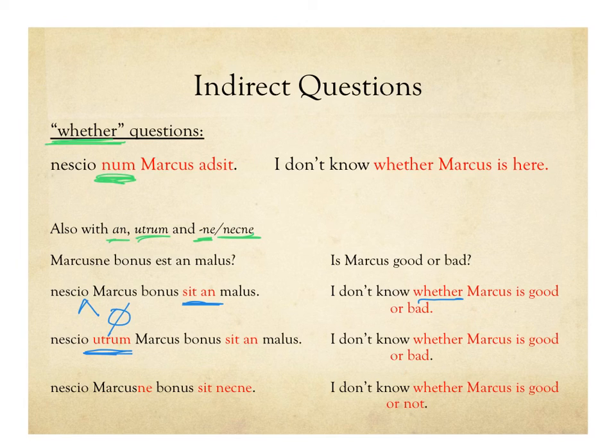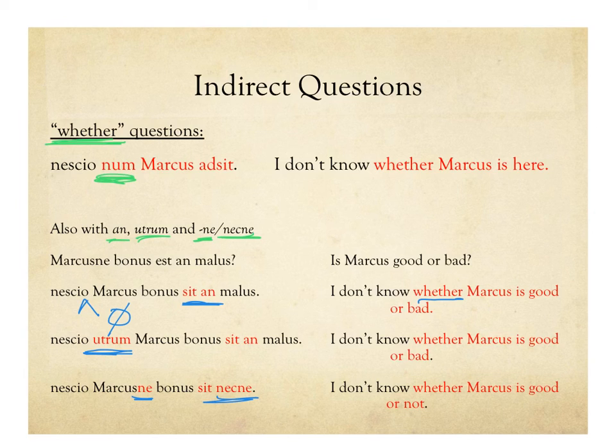And then finally, you can also have this kind where you have the ne, and then maybe you would have nekne here, right? So nescio Marcus ne bonus sit nekne. I don't know whether Marcus is good, nekne, or not. Okay? So these are different options that you have for these kinds of questions.